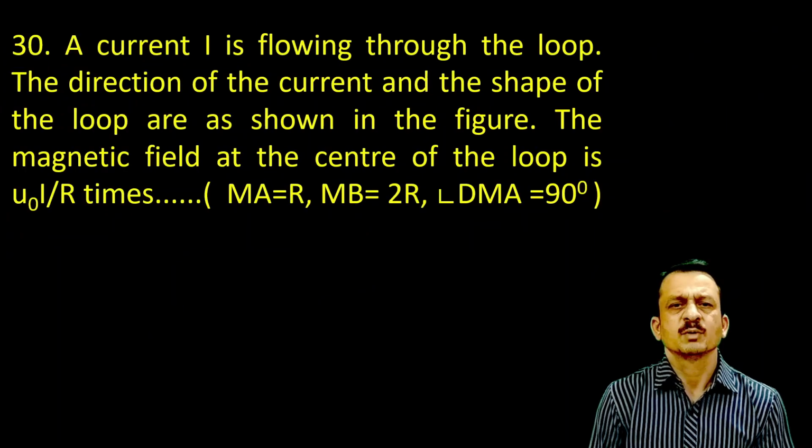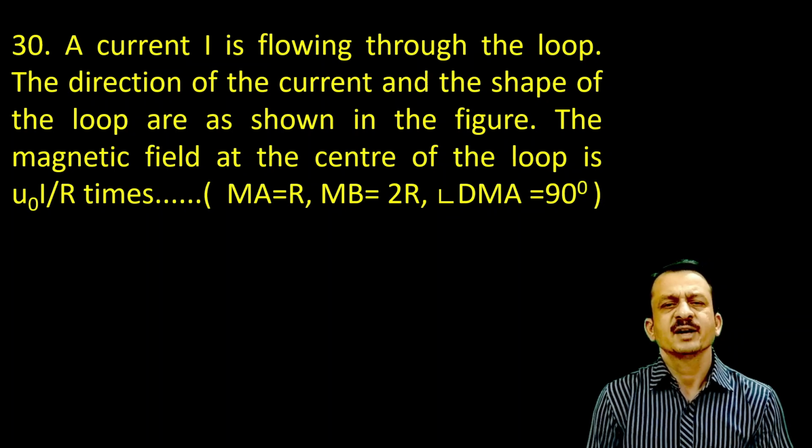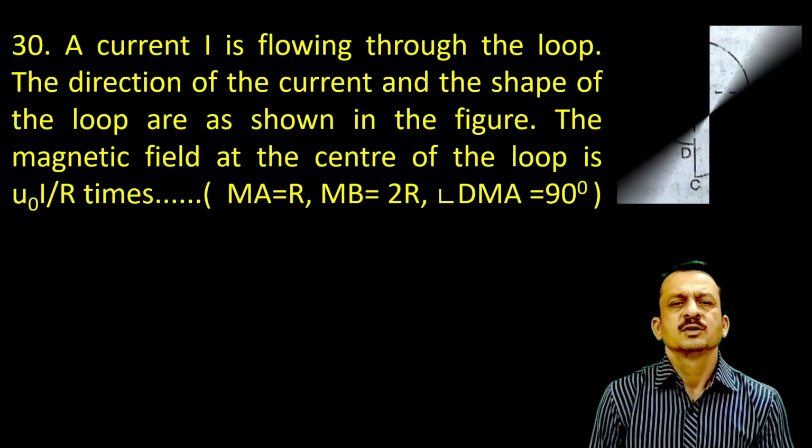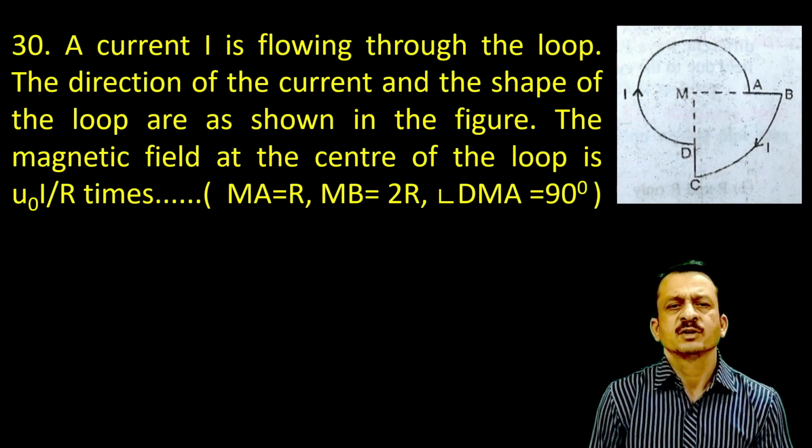Next problem. A current I is flowing through the loop. The direction of the current and the shape of the loop are as shown in the figure. The magnetic field at the center of the loop is mu naught I divided by R times something. We have to calculate the coefficient. Now look at the diagram. They have given the current loops.